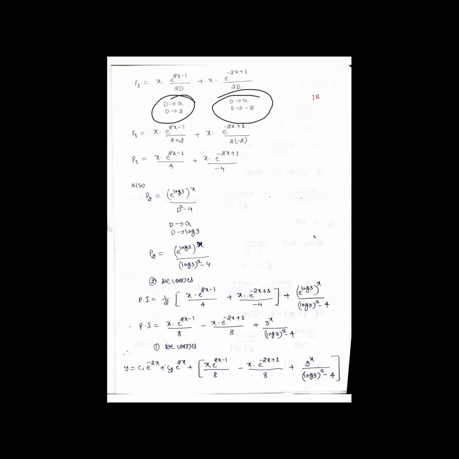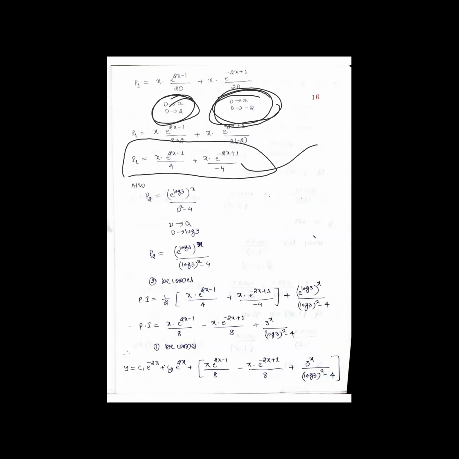So you can see here, d is replaced by 2. This side it is 2, this side it is minus 2, because the coefficient of x is minus 2. So simplify and write the final answer. This is what P1 is. Next, coming to P2.